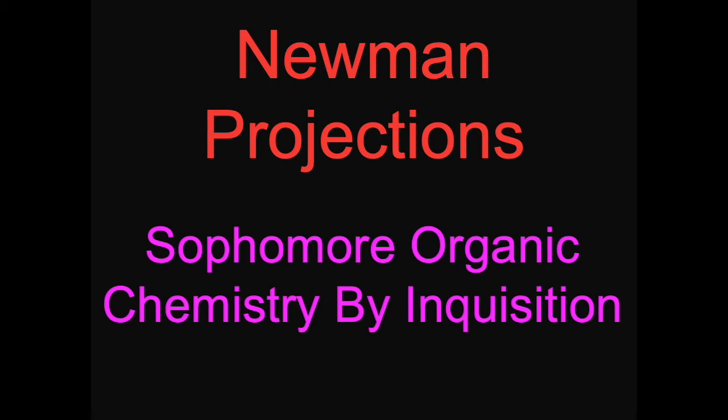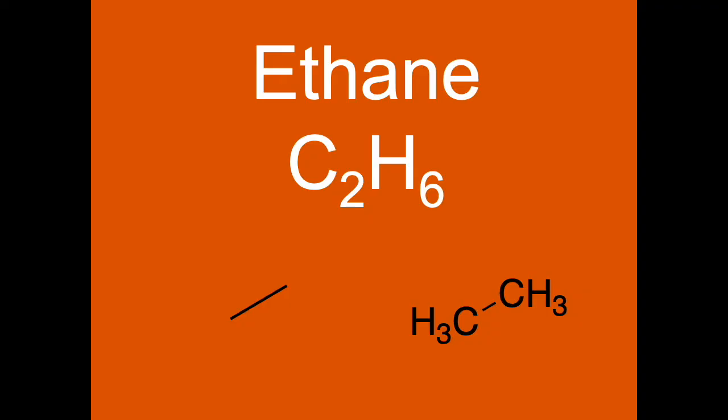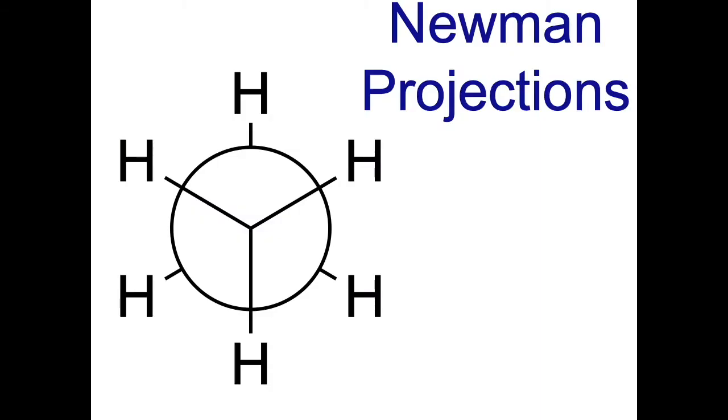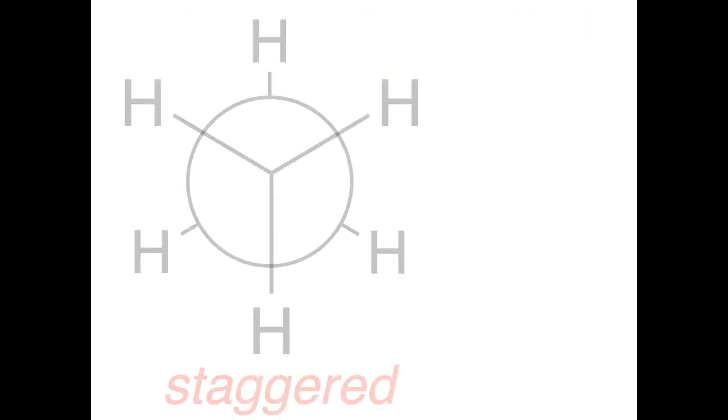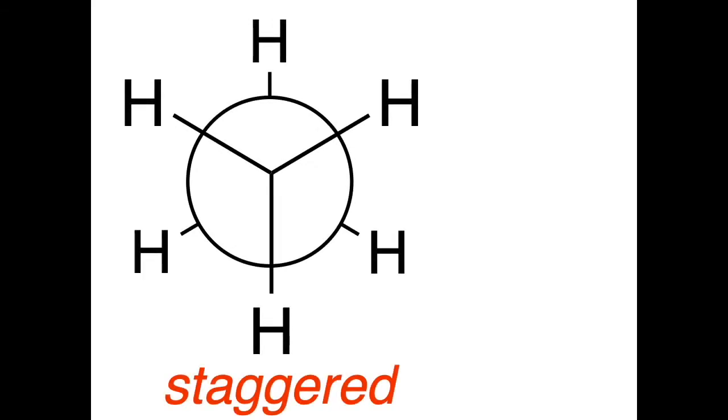Okay, Sally, we're going to talk about saturated acyclic hydrocarbons. And ethane first. What is the name of this way of projecting things? Newman projection. Newman projection, sure. And for ethane, if I put the hydrogens opposite each other at 6 and 12 o'clock, do we call that staggered or eclipsed? Staggered. Staggered, okay.